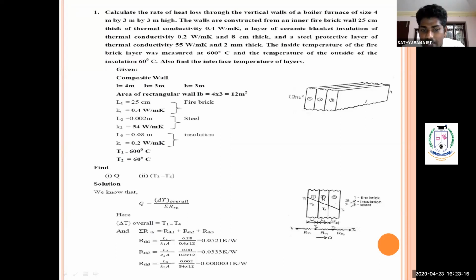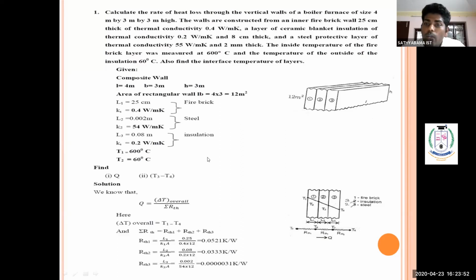This is the second material, look here. Again we need to find the thermal resistance, for that L2 divided by K2 into A. What is L2? 0.002 meter, and K2 is 54 watt per meter Kelvin. That is also given. The second material is steel, the first material is fire brick, and the area is the common area, 12 meter square. I multiply and get the thermal resistance. Similarly, you have to find the thermal resistance for the third material, L3 divided by K3 A. So you have found the thermal resistance for the 3 materials.